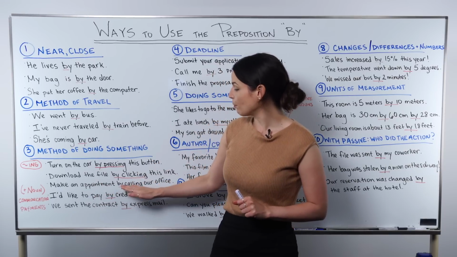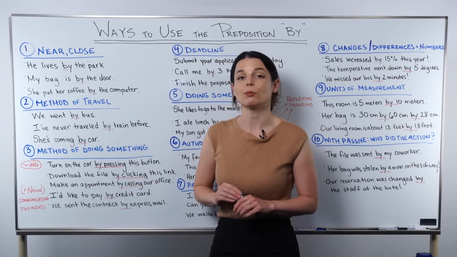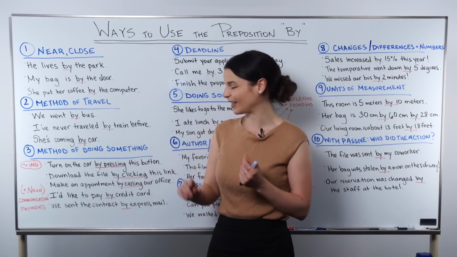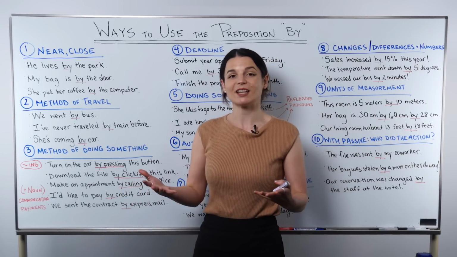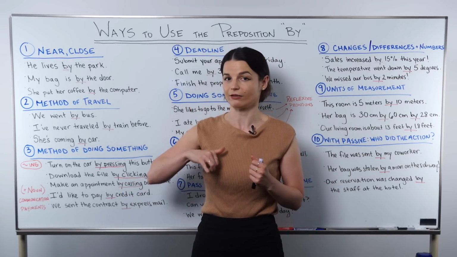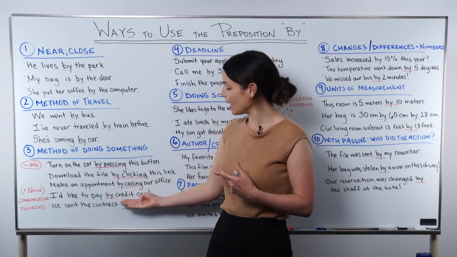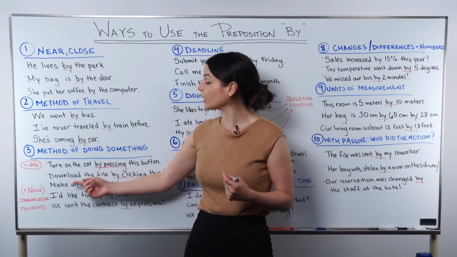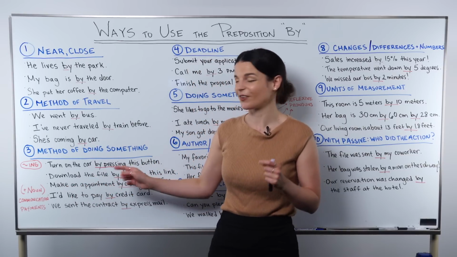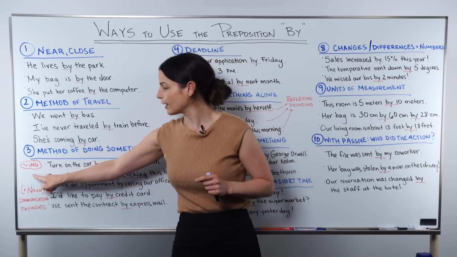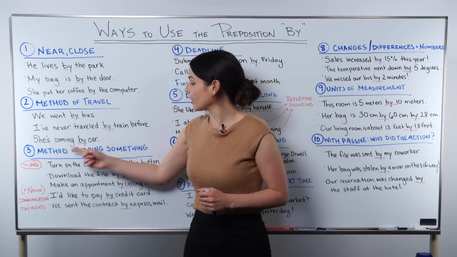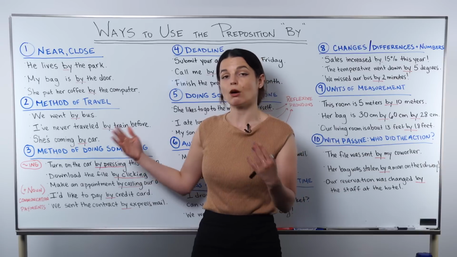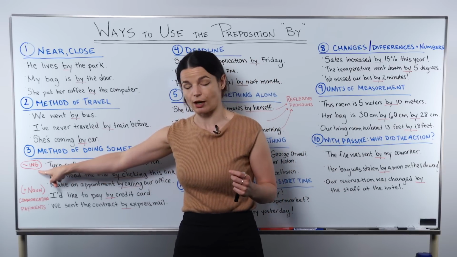Make an appointment by calling our office. Again, we have by followed by an ing word. So we're talking about the manner or the method by which we can do this thing. Okay, so this is the first one that I wanted to talk about. The first way that we use this by is to describe the method of doing something. We always do this with an ing word after by.